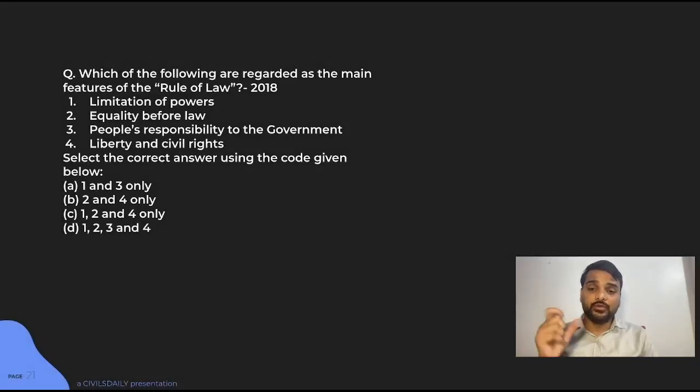So coming to one question here, which of the following is regarded as the main feature of rule of law? So the rule of law is a multifaceted concept. So limitation of power, that is constitutionalism. Equality before law, that is there in the rule of law as said by Dicey himself. Now people's responsibility to the government, it is the other way around. Government is responsible to the people, not people's responsibility to the government. So three cannot be there. Liberty and civic rights, so of course that ensures rule of law. So 1, 2 and 4.